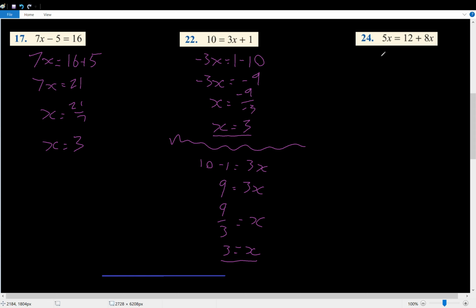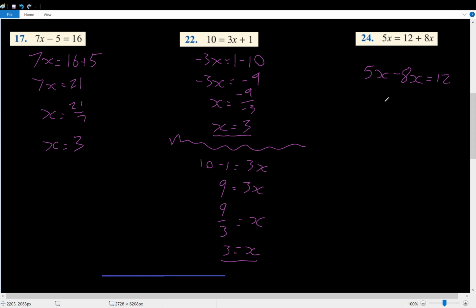Now for 24, we have 5x equals 12 plus 8x. The first thing we're going to do is we're going to move our 8x from the left and bring it over to the right. We're going to have 5x, and then it stops being plus 8x and becomes minus 8x. And that's still equal to 12.